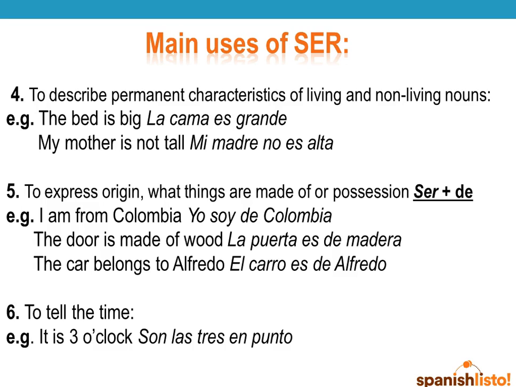Always we use this verb to tell time. For instance, it is 3 o'clock. Son las 3 en punto. We will always use the verb ser to express time. For instance, es tarde, it is late. Es temprano, it is early.